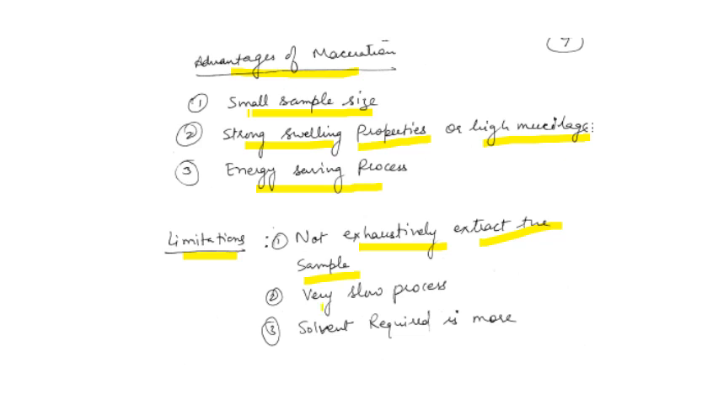It is a very slow process as we are keeping our sample with the menstruum for 7 days. So it's a very slow process. The solvent required in the method is more. That is also a disadvantage or limitation of the maceration.